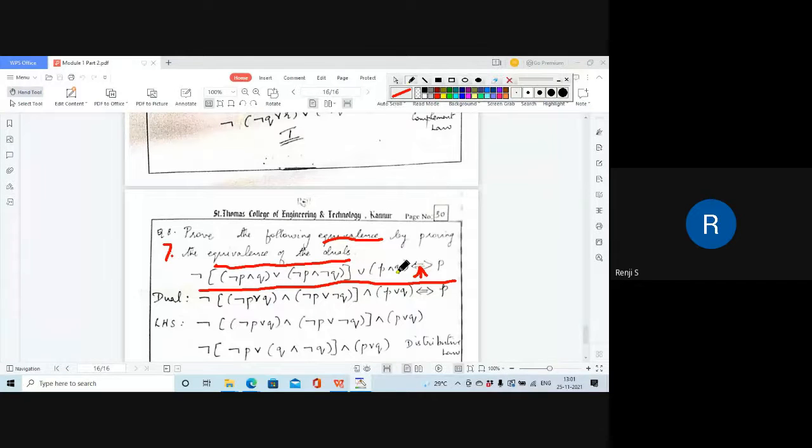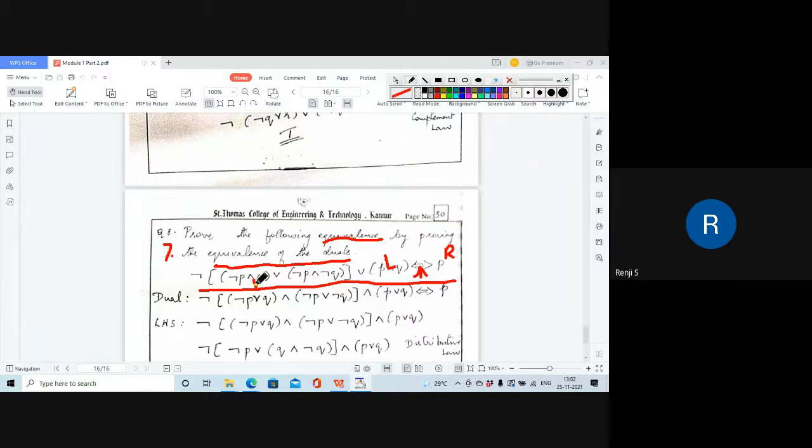We have two propositions. This is the LHS, this is the RHS. So write the duals of the LHS and RHS, and this symbol simply means that they are equivalent. Okay. So now writing the duals, wherever you have and, you convert it to or, and wherever you have or, you convert it into and. Clear? So write the duals.